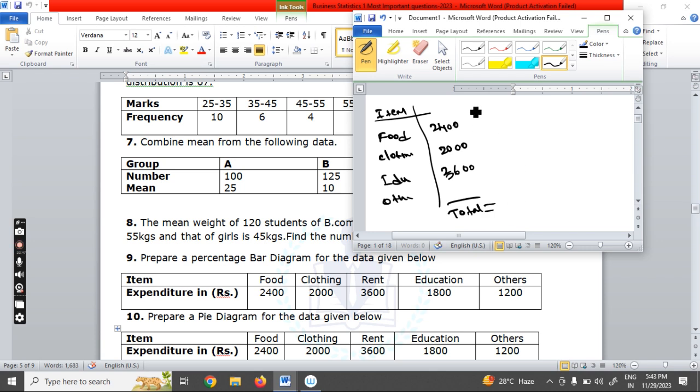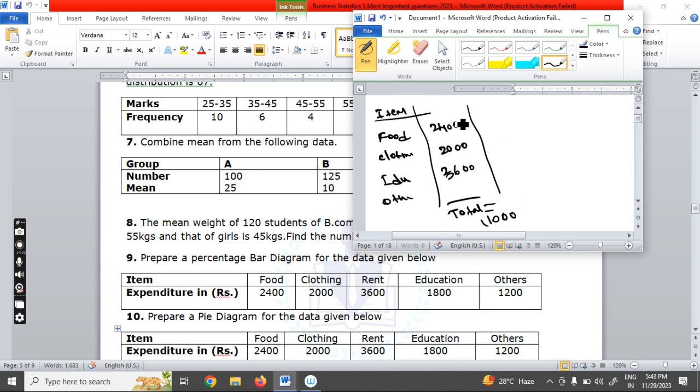Okay, so what do you have to do? You will get a total like this. So 2400 and 4600, so it will be 11,000. So 11,000 you get, the total is 11,000.